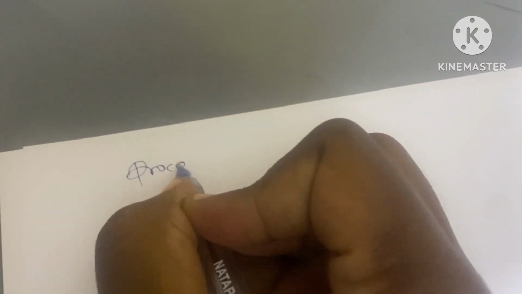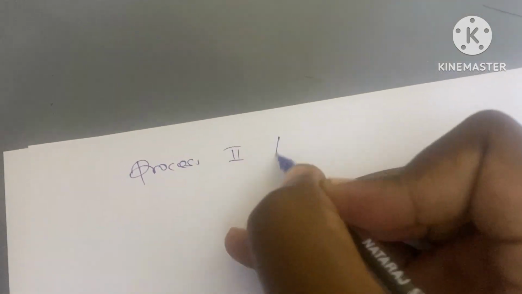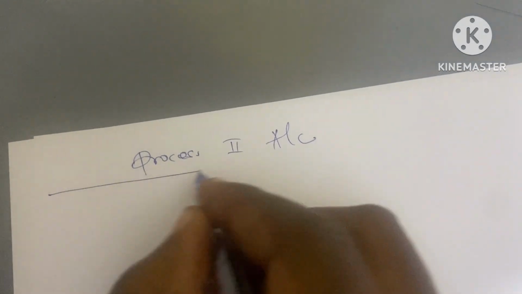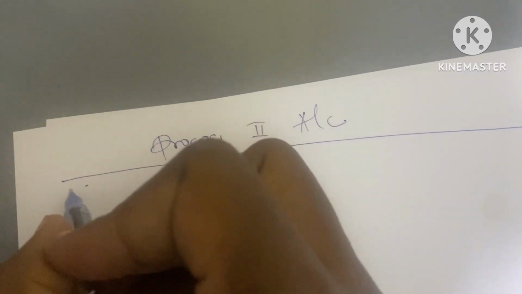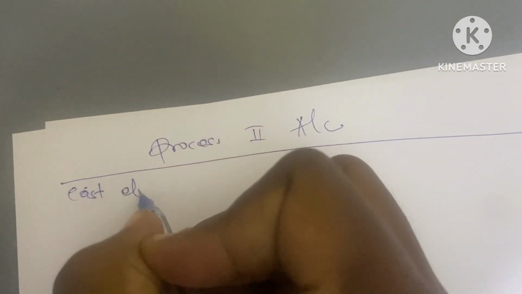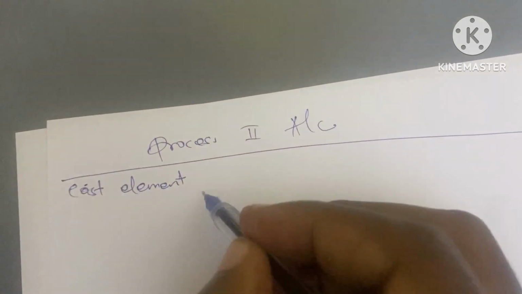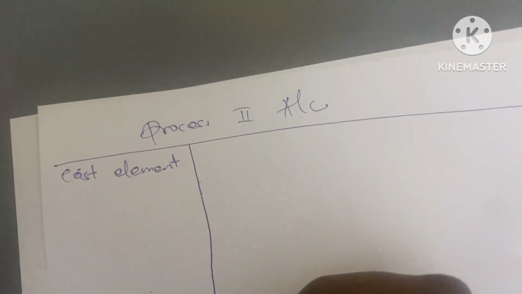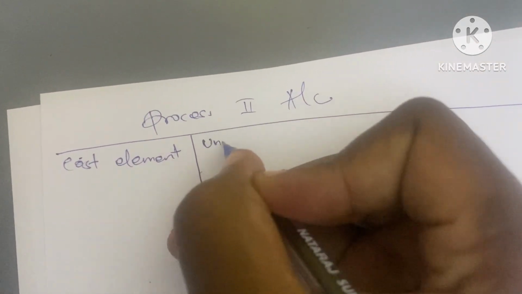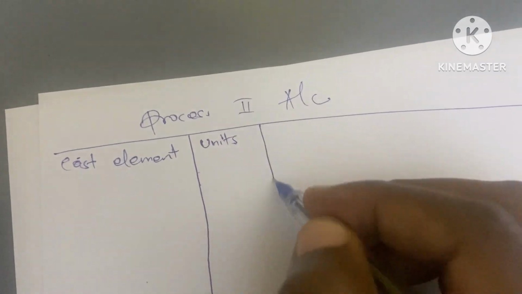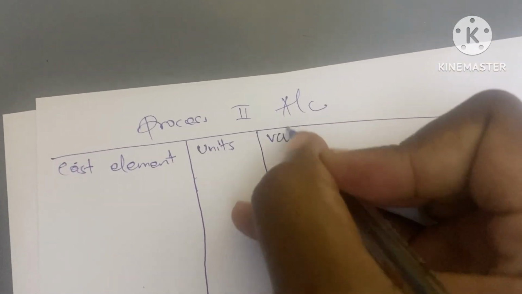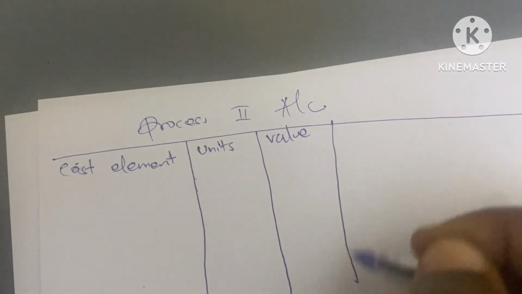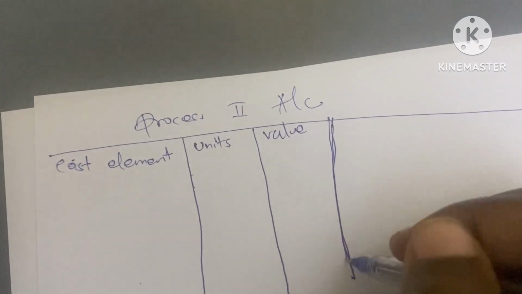Yeah, so we start. Can start with the process account. You can have them in any order, it doesn't matter. So you put the cost element, then we have the units, then we have the value. That is the first side.